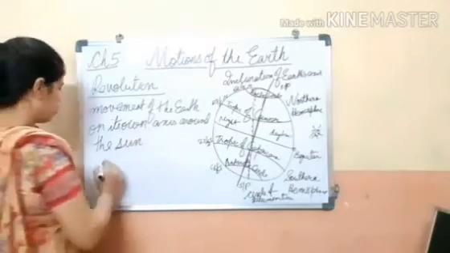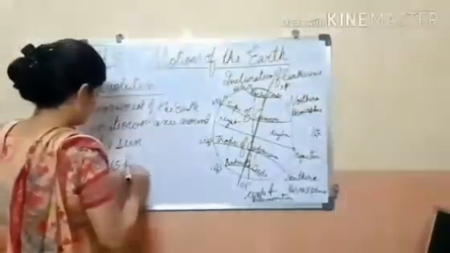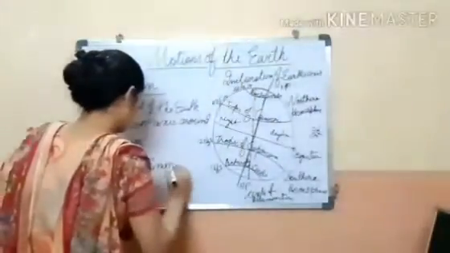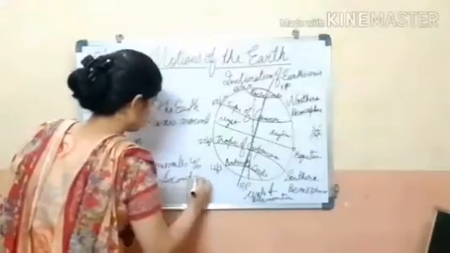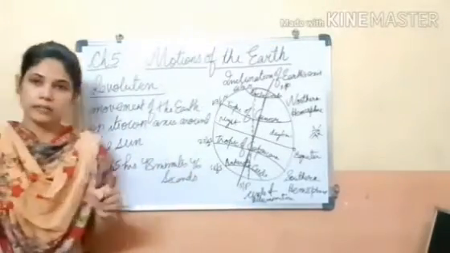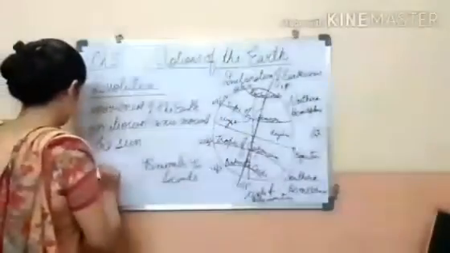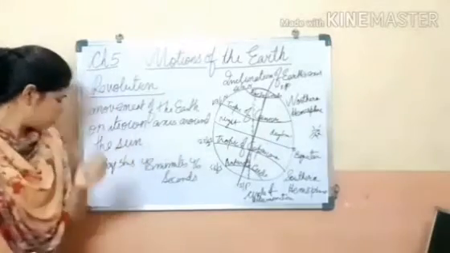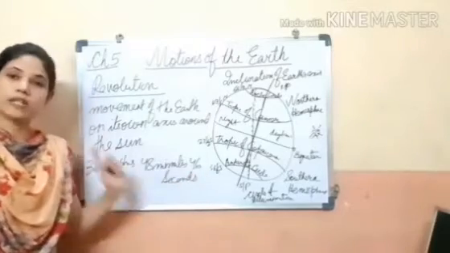That is equal to 365 days, not hours, 365 days, 5 hours, 48 minutes and 46 seconds to complete one revolution in a year. So it takes 365 days, 5 hours, 48 minutes and 46 seconds to complete one revolution.